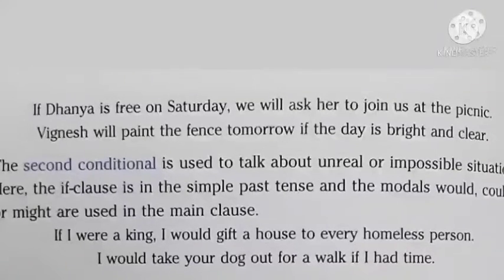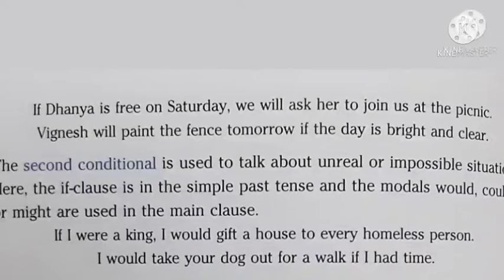If I were a king, I would gift a house to every homeless person. So which is the main clause? I would gift a house to every homeless person. That is the main clause. And did you notice that a modal is used in the main clause? Which is that modal? Would. Next is the subordinate clause: if I were a king. That is a subordinate clause, and that is an if clause. And that is in simple past tense. How can we know that? By the usage of the word were. Were is used to denote past tense. Isn't it? Yes. So it is in simple past tense.